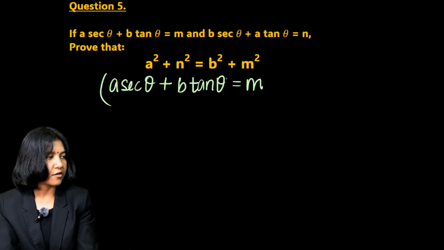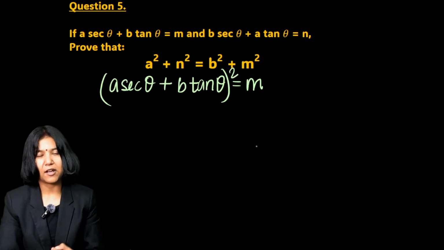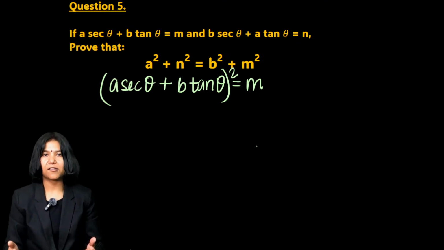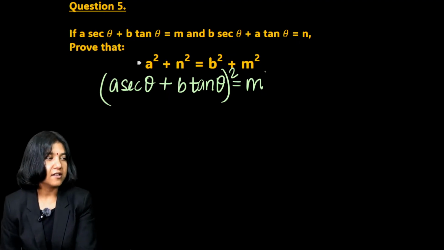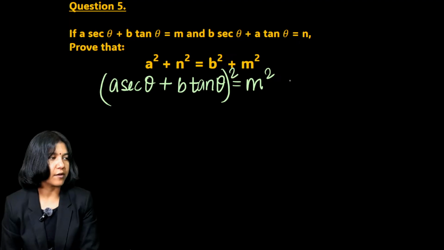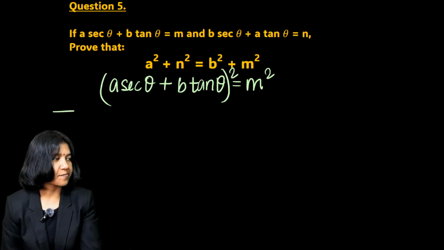You will square the whole thing whenever they are added or subtracted. But whenever they are multiplying or dividing, yes, you go ahead and square them individually. Remember that. Upon squaring, this gives me m squared. So let's expand the brackets.